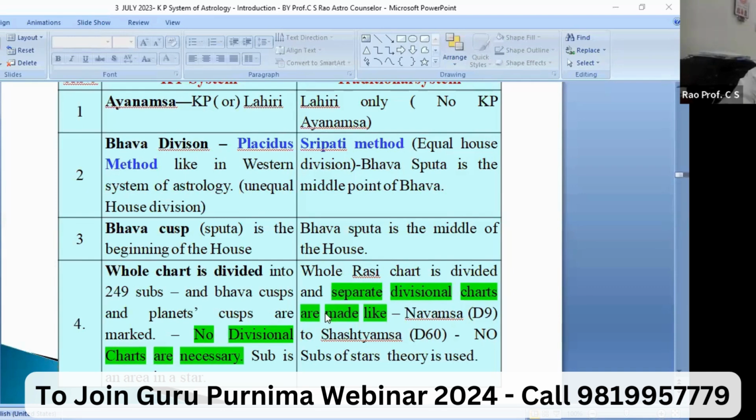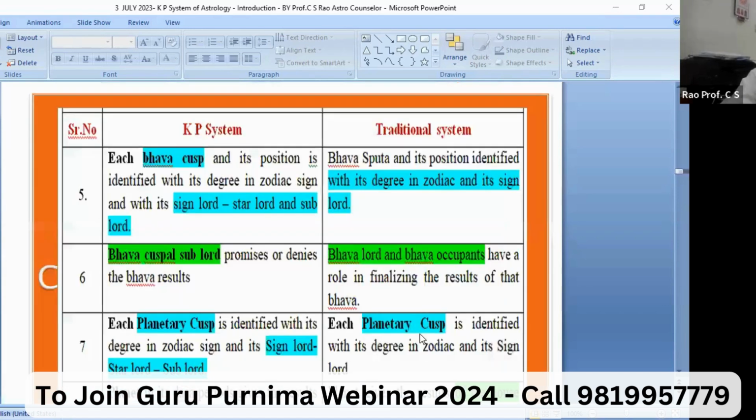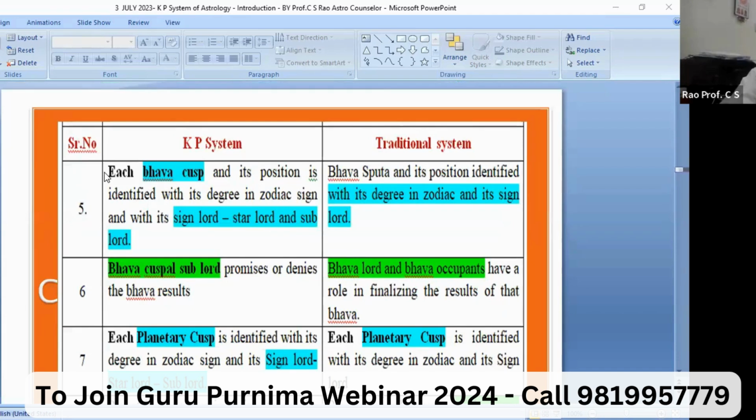while the traditional system runs up to D60, with at least 16 divisional charts. Another difference is that in the KP system, the Bhava cusp and its position is identified with the degree in the zodiac sign, with its sign lord, star lord and sublord. I have already told you that.